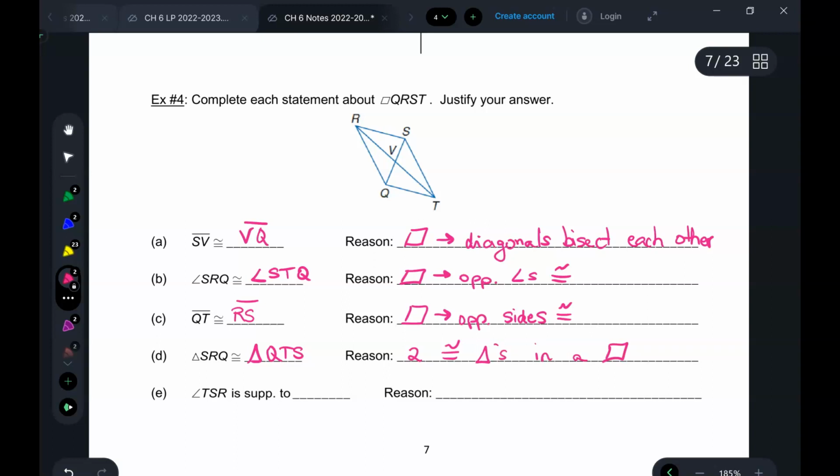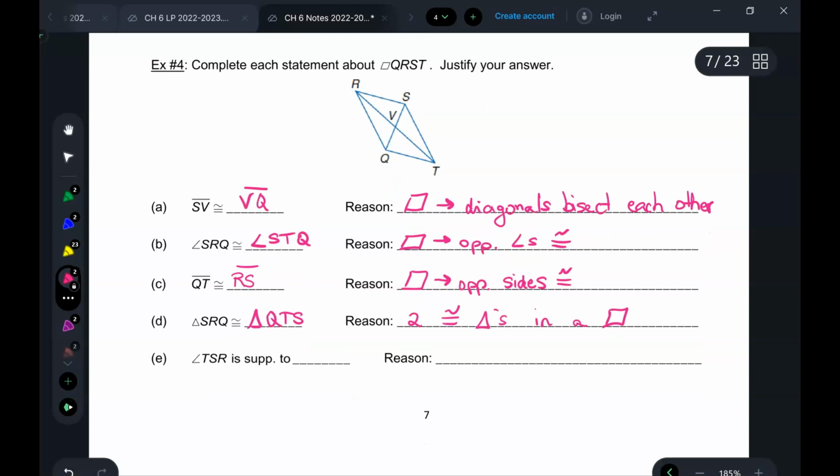That's all. I could say the diagonal. I'm going to abbreviate that one. Two congruent triangles, parallelogram. Okay, TSR. TSR is this angle. Now we actually have two different options here for it's got to be supplementary to.